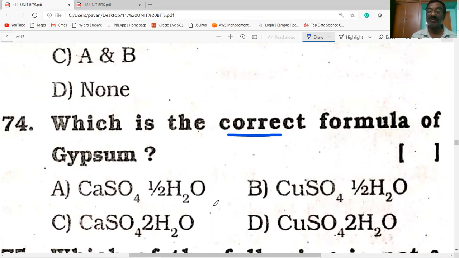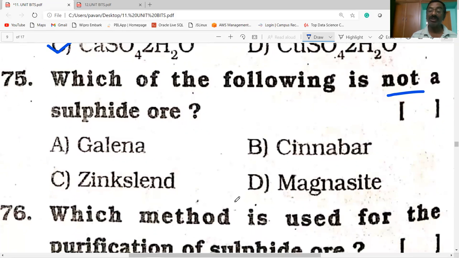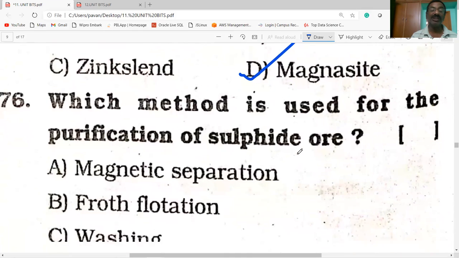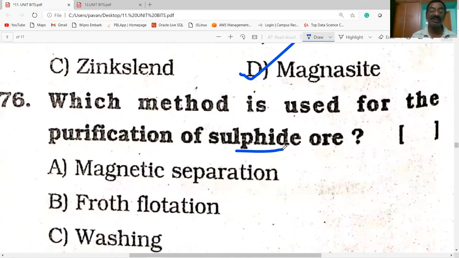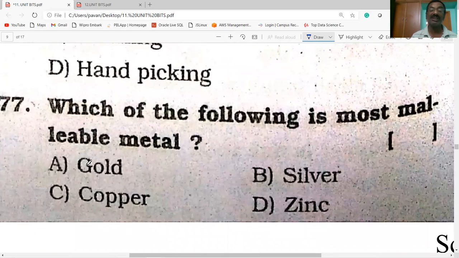Gypsum is CaSO4.2H2O; it is not a sulfide ore. Galena, PbS, is a sulfide ore. Cinnabar, HgS, is also a sulfide ore. Zinc blende, ZnS, is also a sulfide ore. Magnesite, MgCO3, is a carbonate ore. Which method is used for the purification of sulfide ore? Froth flotation.